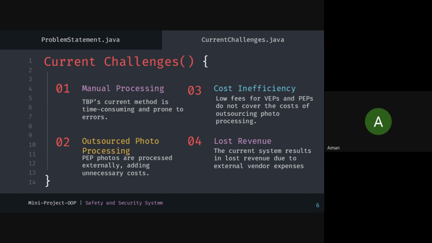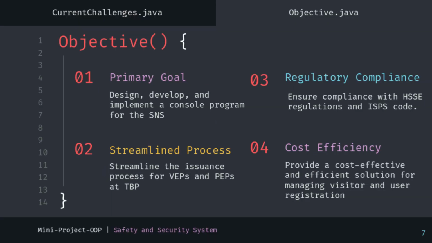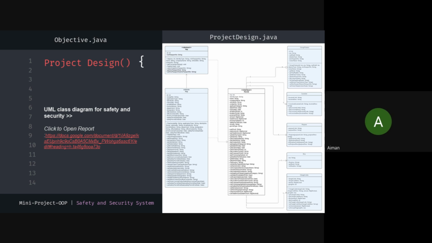Next, I want to cover our objectives. Our objectives are, primarily, to design, develop, and implement a control program for the SNS. Secondly, to streamline the issuance process for VEP and PEP at TBP. Thirdly, regulatory compliance, ensuring compliance with HSSC regulation and ISPS code. Lastly, to provide a cost-effective and efficient solution for managing visitor and user registration. Next, I want to pass to Nurul.